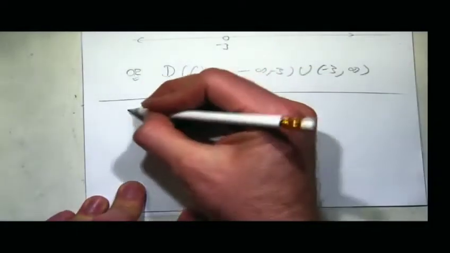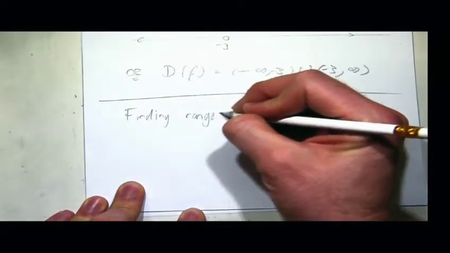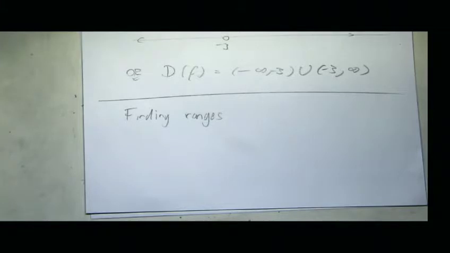Okay, so finding ranges. Finding ranges is hard. Okay, it's not easy. What you have to do is try and find all of the values that come out of your function based on putting all the values in that you're allowed to put in. And it's not easy, okay? You're trying to think forward to all the things that could happen.